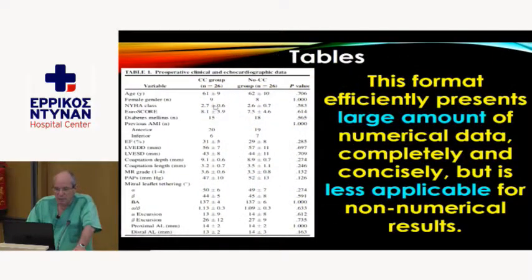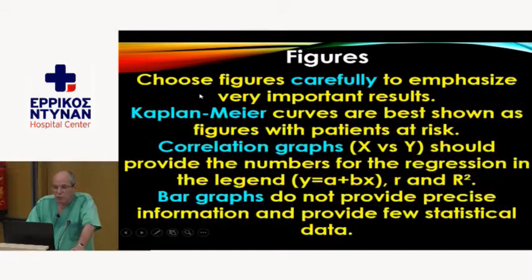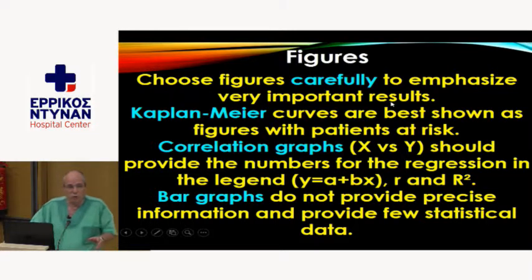For instance, this is a very busy table, but you have a lot of information here. So within one table, you give a lot of information. Of course, this is not applicable for non-numerical results, but this is the best way to represent your data. Choose the figures carefully, only to emphasize very important results. Most of the journals do not allow you to have more than, for instance, 6 tables or figures. So you must choose one figure or one table.